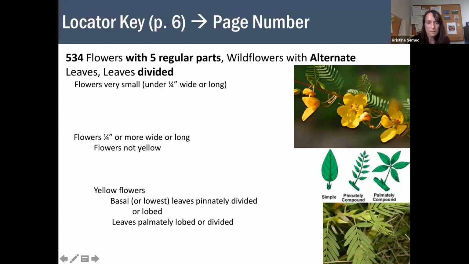And then we look at the leaves. I included a diagram from the first session so we can remind ourselves what does pinnately divided look like versus palmately divided. It appears they are pinnately divided. So we're going to go to page 236.